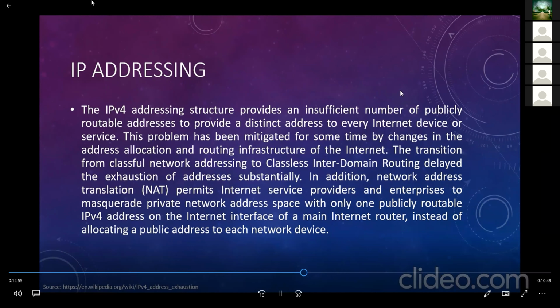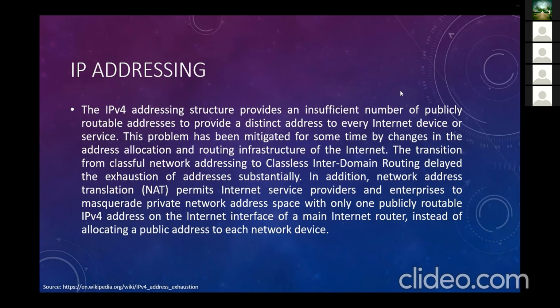In addition, Network Address Translation, or NAT, permits internet service providers and enterprises to masquerade private network address space with only one publicly routable IPv4 address on the internet interface of the main internet router. NAT only gives a workaround for the existing limitation of IPv4. Instead of every private IP address being publicly available in the public network, it is masked into one public IP address. That is the purpose of NAT.